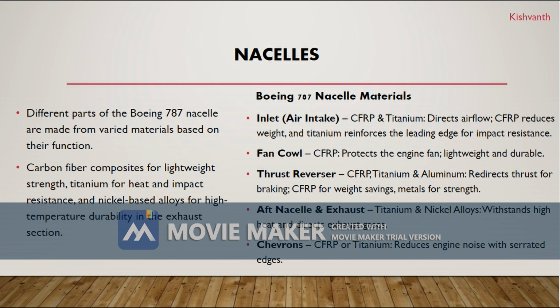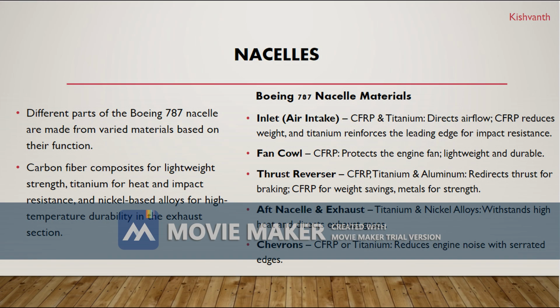Next, the different parts of the nacelle of the Boeing 787 are made from varied materials based on their function. Carbon fiber composites for lightweight strength, titanium for heat and impact resistance, and nickel-based alloys for high temperature durability in the exhaust section. Now, I will tell you the Boeing 787 nacelle materials. Firstly, we have the inlet air intake. CFRP and titanium direct airflow. CFRP reduces weight and titanium reinforces the leading edge for impact resistance.